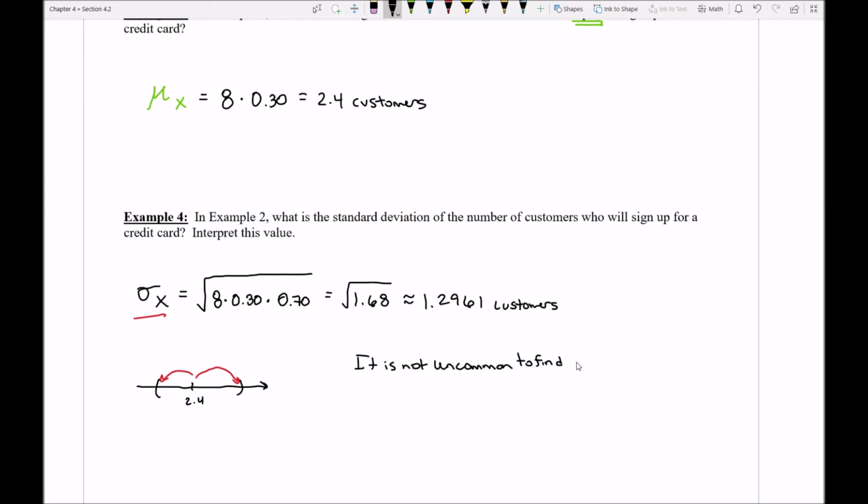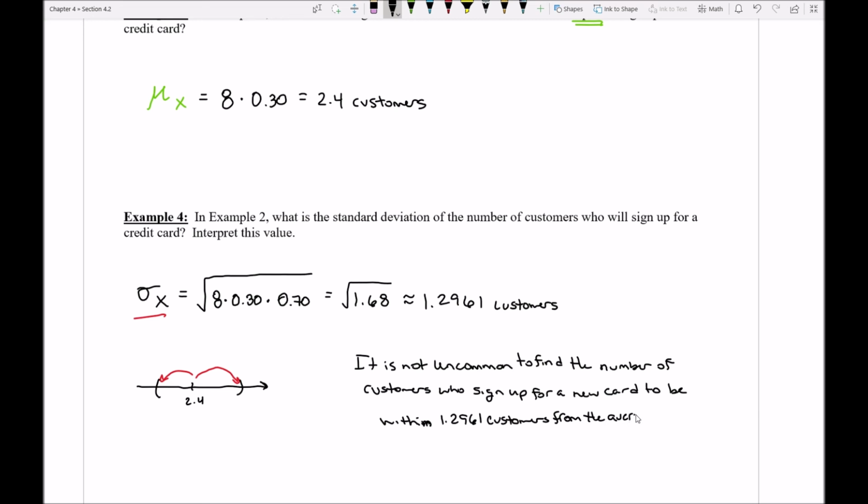So we say here that it is not uncommon to find the number of customers who sign up for a new card to be within 1.2961 customers from the average. Now again, there's lots of different ways you could word that sentence.